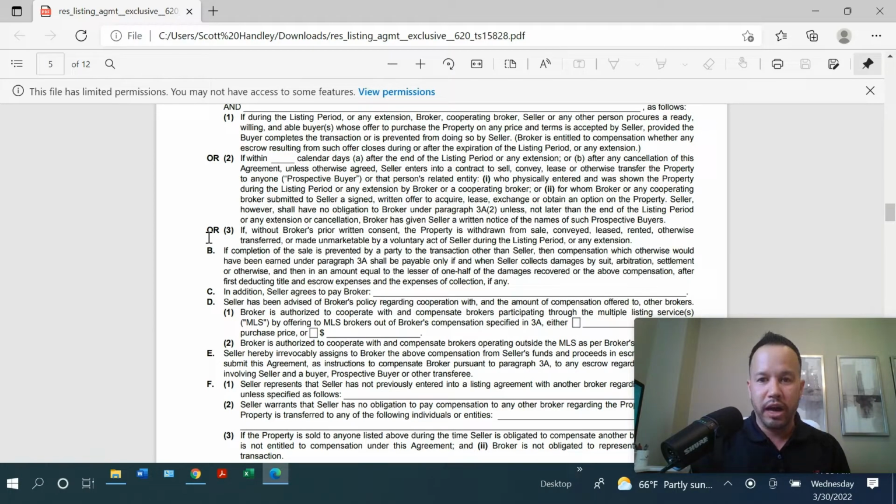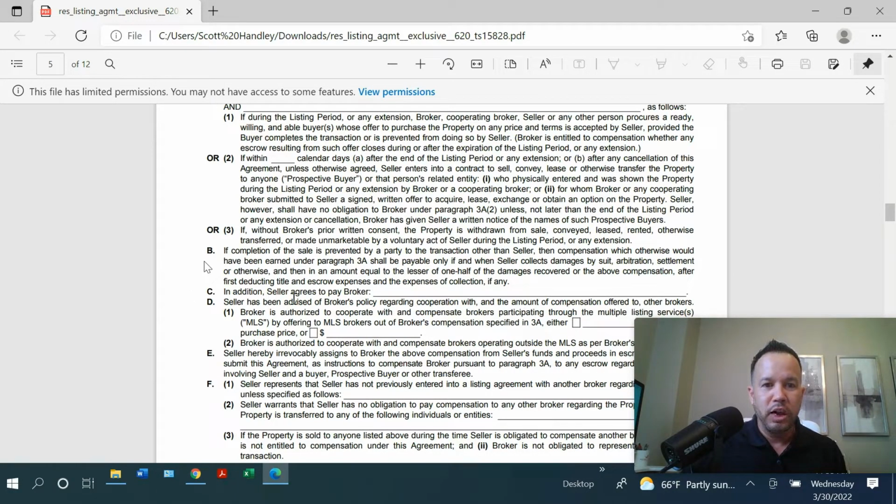You're invested with your time. You're invested with your marketing materials. You probably paid for a professional photographer and or videographer. You've spent money advertising on social media. So those are things that the seller needs to be aware of. Hey, if we're signing this legally binding RLA contract, and if I pull out, there could be some compensation owed to me as the listing agent. Okay, so that kind of is what we're dealing with on 3 here.